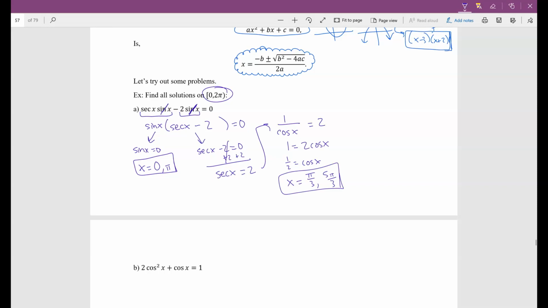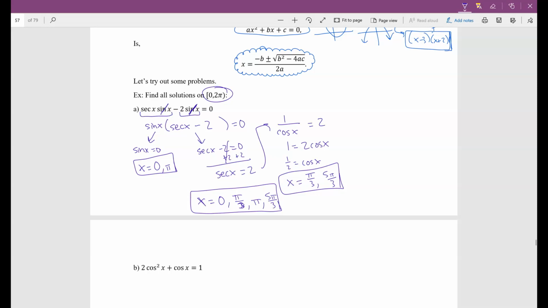So these are all my solutions. If you want to write them as x equals 0, then we have pi over 3, then we have pi, and then we have 5 pi over 3. If you want to write them in order, you can write them in order if you like. But these are going to be all of my solutions.